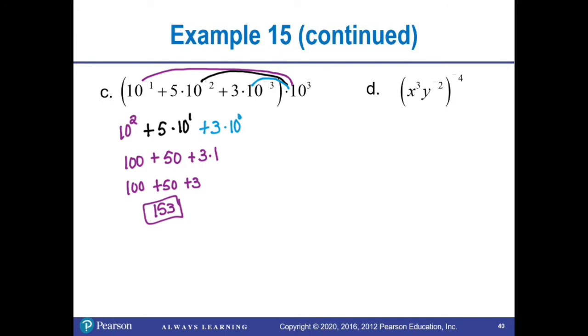Then last in part D, we have powers to powers, so we multiply the powers. 3 times negative 4 gives us a negative 12 power for the x. For the y, we have a power of negative 2. We're raising it to the negative 4, so we multiply those two powers together. Negative 2 times negative 4 is 8 for our power. To get rid of the negative power on the x, I bring the x to the denominator, and that power becomes positive. And so our answer is y to the 8th over x to the 12th.